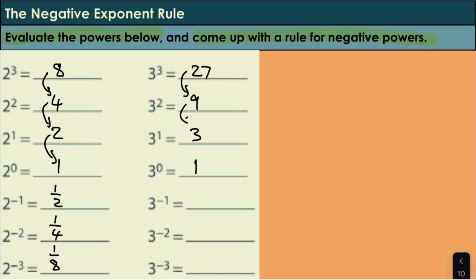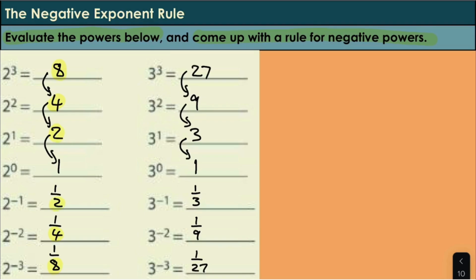Divide by 3, divide by 3, divide by 3. A third of 1 is a third. A third of a third is 1/9. And a third of 1/9 is 1/27. We should also notice the following pattern. 8 and 8, 4 and 4, 2 and 2.